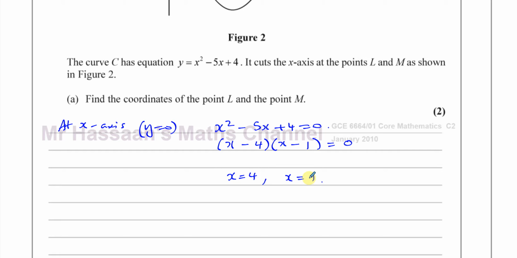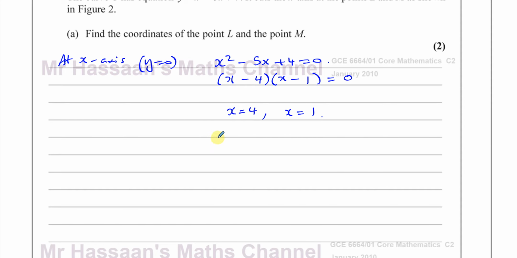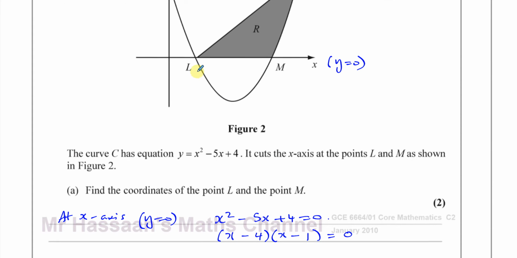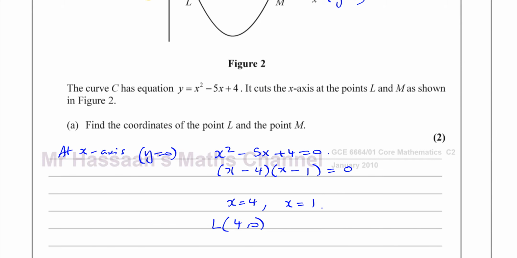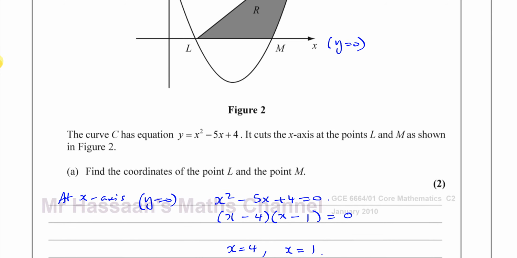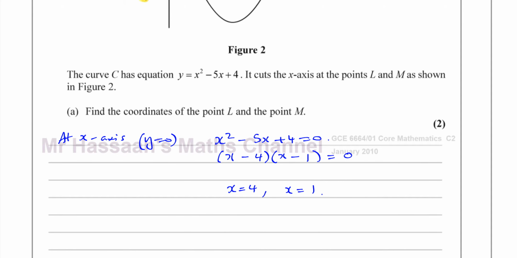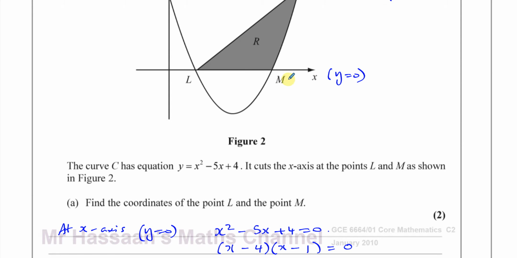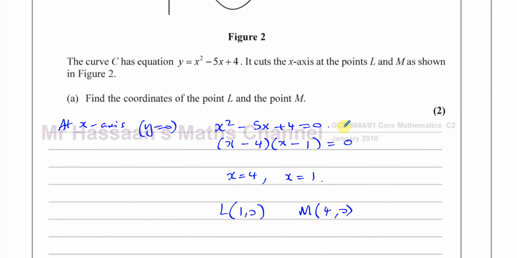So the coordinates of L and M, we can say the coordinate of L is 4, 0, and the coordinates of the other way around. You see, L is the one that's closer to 0. So L is 1, 0. The coordinates of L is 1, 0, and the coordinates of M is 4, 0. Okay, you can see L must be 1, 0, and M must be 4, 0. So we got the coordinates of L and M.